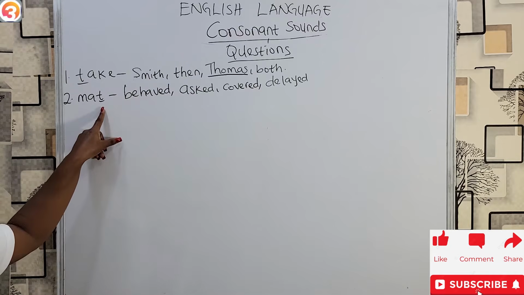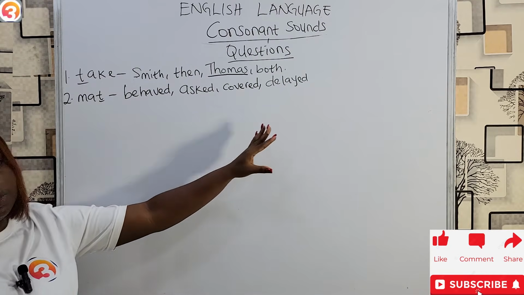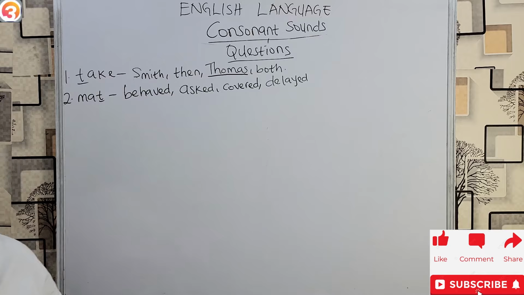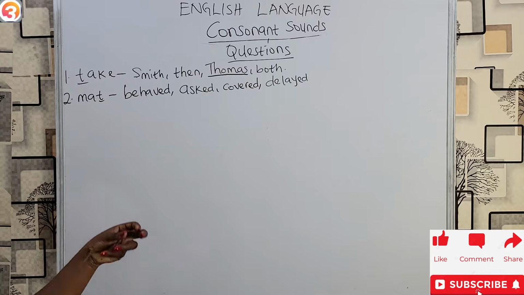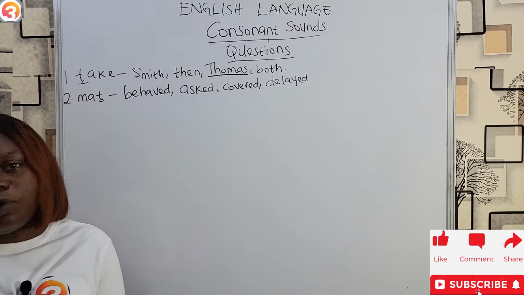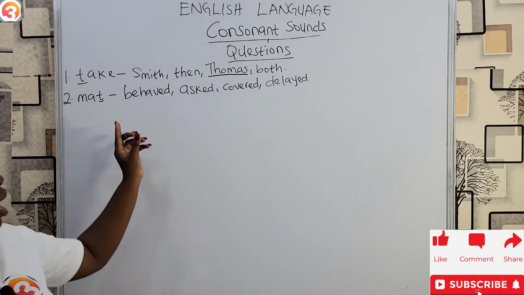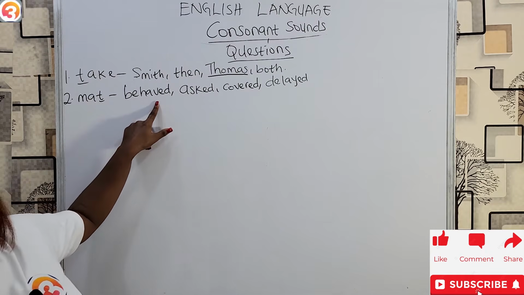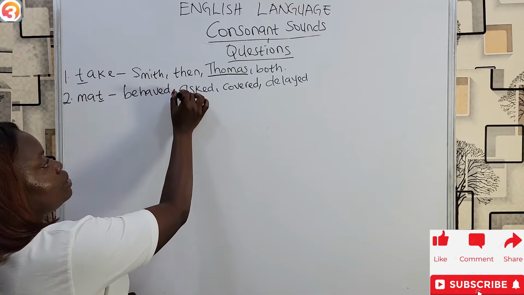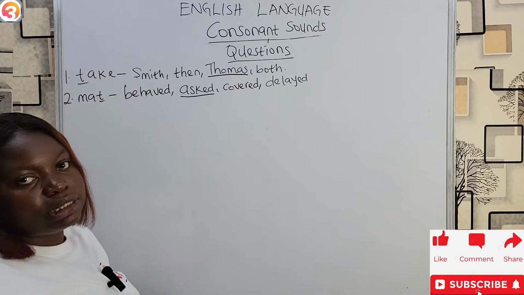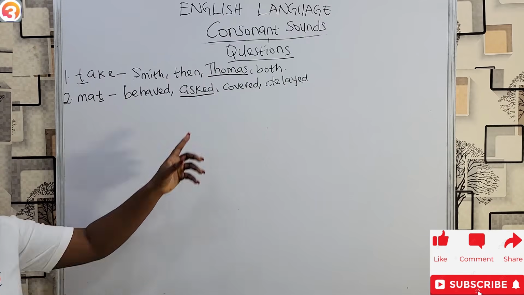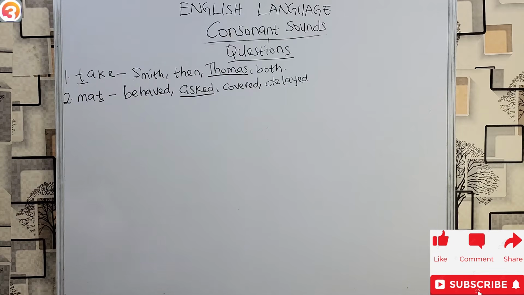So we have mat. T is underlined. Among these options, we'll look for the one that contains consonant sound T, and they are all past tense markers. We already know that for a past tense to contain consonant sound T, the verb has to end in a voiceless consonant sound. So here we have behaved. V is not a voiceless consonant sound, it is a voiced consonant sound. K is voiceless. So this is asked. R is not a voiceless consonant sound, and then this is even a vowel sound. So our answer here becomes what? Asked. That's what is containing consonant T.